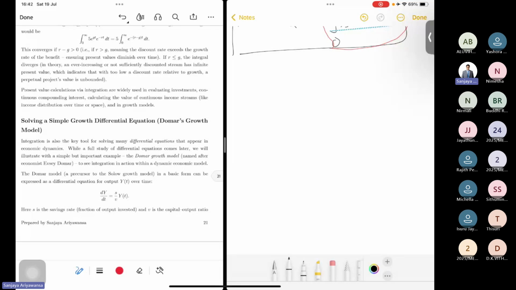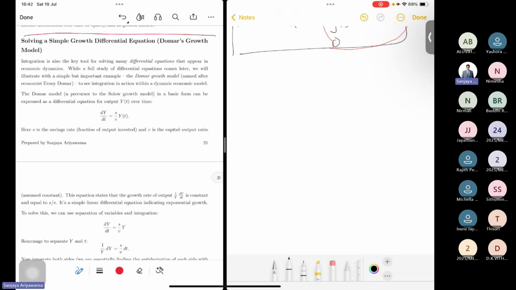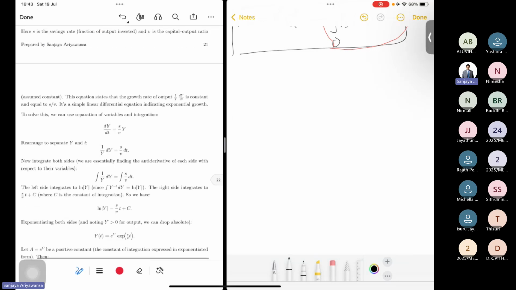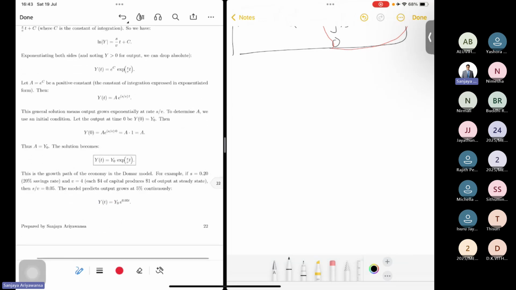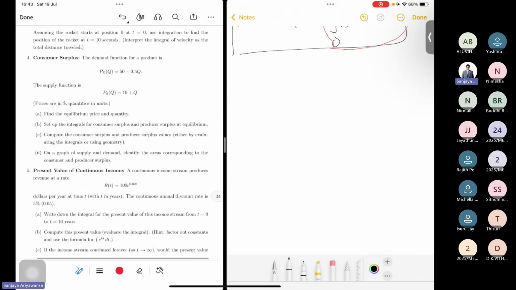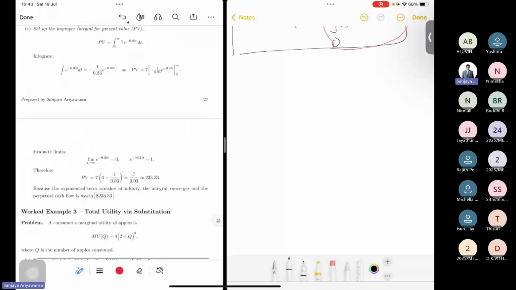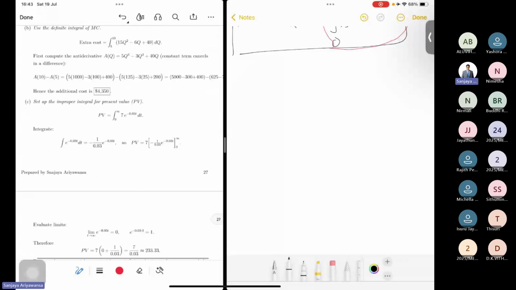This section we don't need to worry too much about, because we are going to look at differential equations. I've given this as an intro, which we can look at next week also. Then we're done with the lesson. You have been given a lot of practice problems here as well, and I have given some worked examples with solutions. So go through all of this.